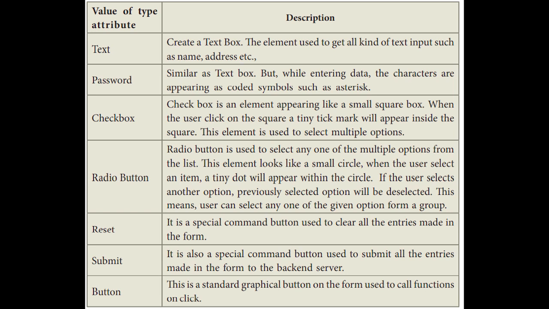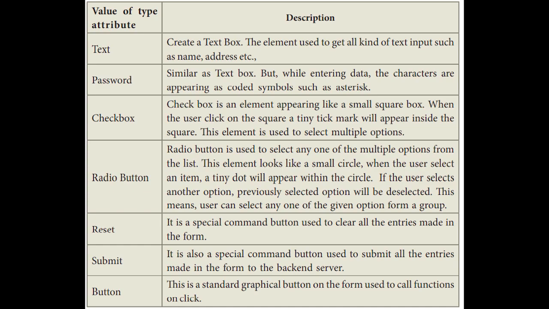And the next one is the submit button. This is also a special command, but this is used to submit all the entries which you have given in the form, right? This will be submitted to the back end, right? And the next one is button. This is a standard graphical button on the form which is used to call functions on click. When you click, it will call some other function. So you can use this button, and you can use any text inside the button, right?